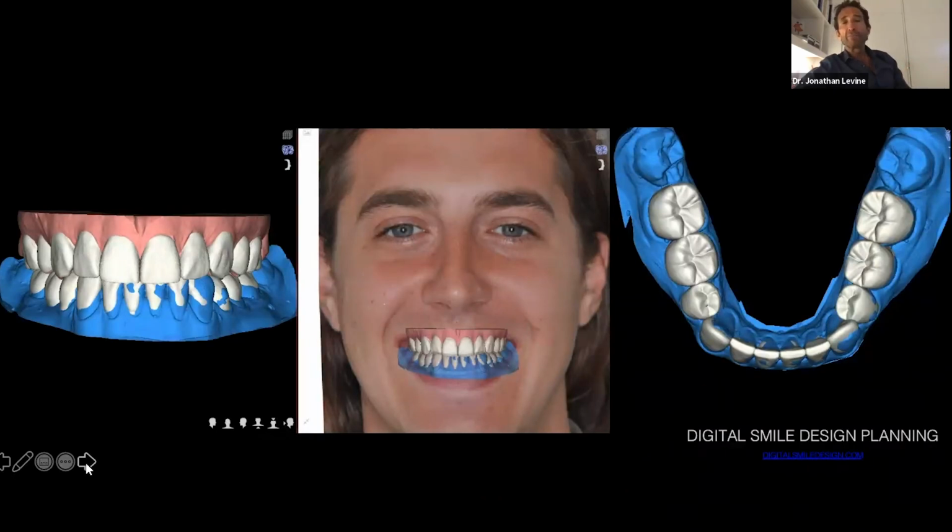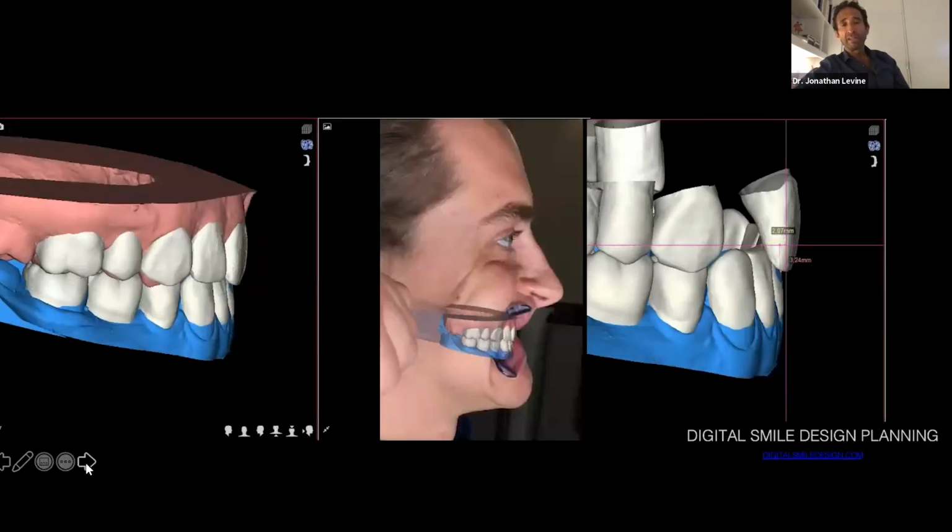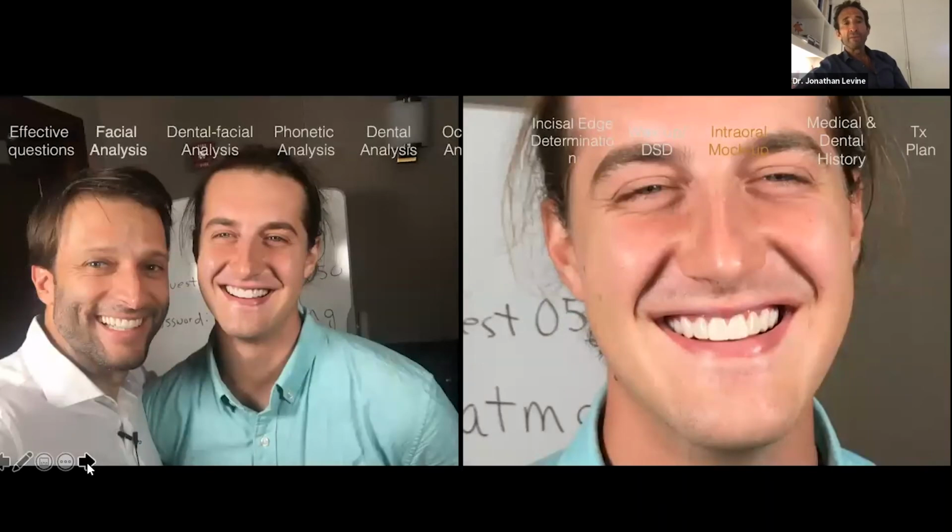We also were setting up the occlusion on the virtual articulator. So there's the virtual articulator in the face, very interesting. And here's the mock-up. And there we are in the course, and there's that beautiful smile.